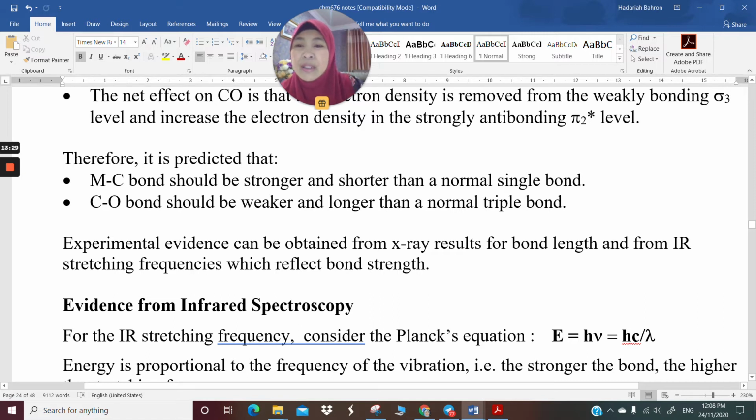Why does the CO bond become weaker and longer? That is because pi back donation populates the LUMO, which happens to be an antibonding molecular orbital. Putting electrons in the antibonding molecular orbital lowers the bond order of CO, because bond order is the sum of bonding electrons minus the sum of antibonding electrons, divided by 2. So if the sum of antibonding electrons is high, the bond order becomes low. So when there is pi antibonding population, you expect the carbon monoxide bond to become weaker and longer than a normal triple bond, C triple bond O.